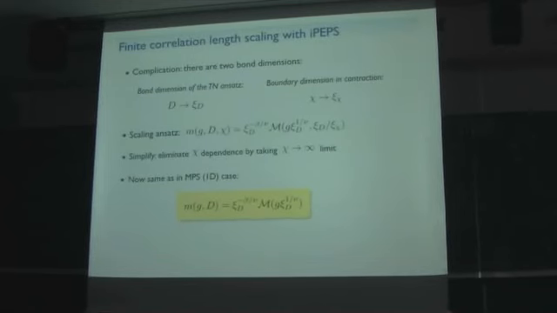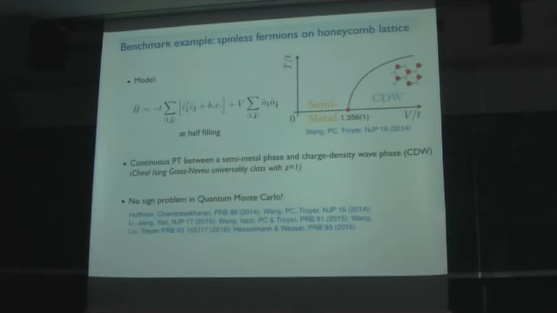Okay, so let me now show you benchmark results for an interacting spinless Fermi model on the honeycomb lattice. So just nearest neighbor hopping and a nearest neighbor repulsion at half filling, where it's well known that you have a phase transition between the semi-metal phase and the charge density wave phase, with a cartoon picture shown that shows the order here.